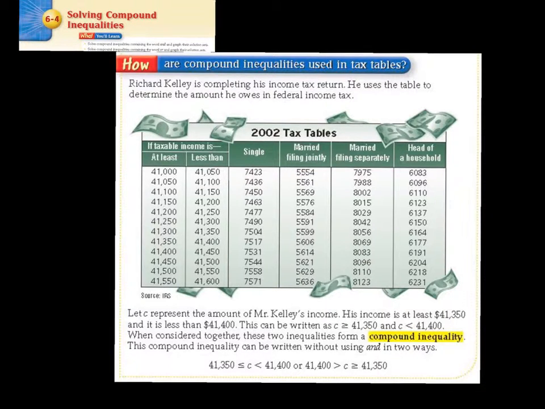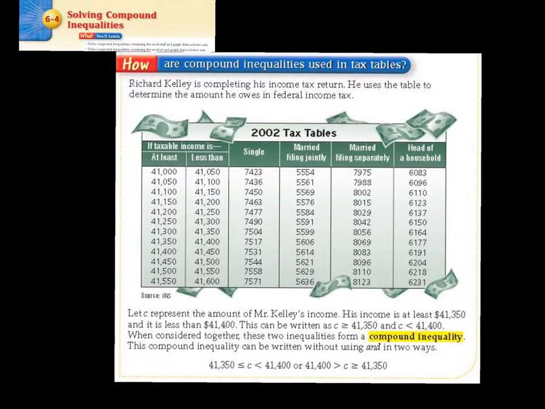Richard Kelly is completing his income tax return. Woot woot. He uses the table to determine the amount he owes in federal income tax. Let C represent the amount of Mr. Kelly's income. His income is at least $41,350, and it is less than $41,400. This can be written as C is greater than or equal to $41,350, and C is less than $41,400. When considered together, these two inequalities form a compound inequality.